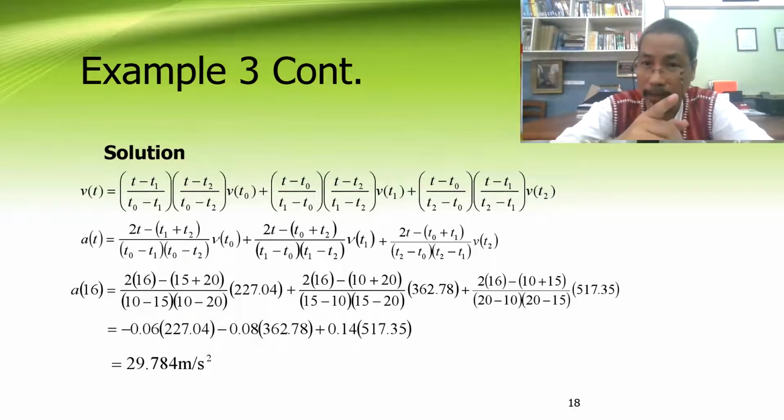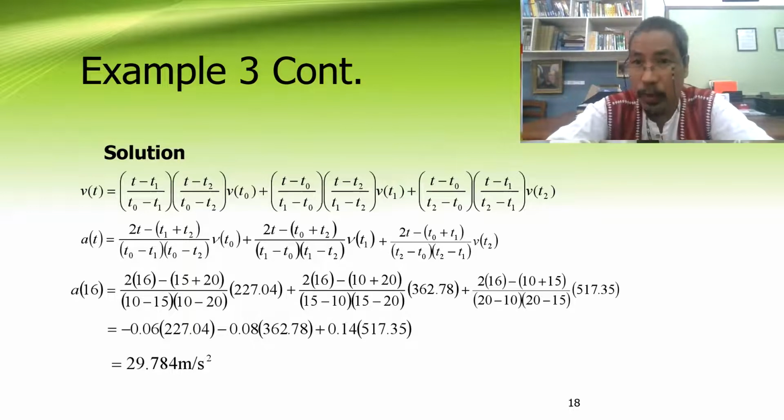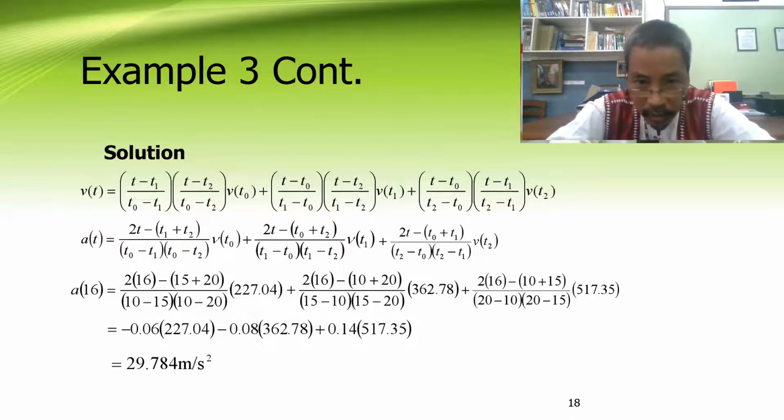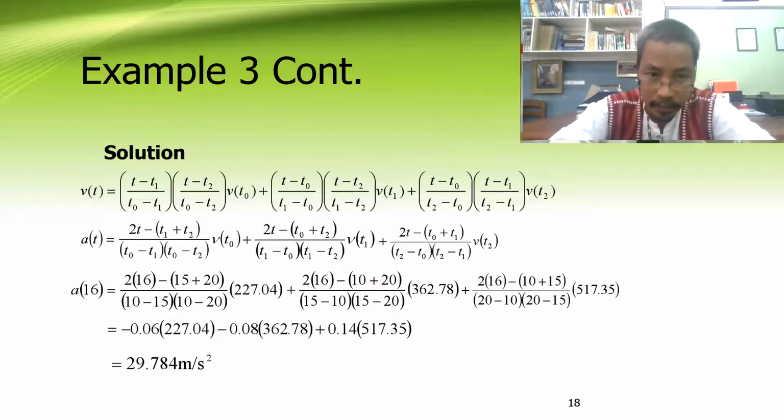While on the direct fit polynomial, we use 4 points. We use 10, 15, 20, and 22.5. But here, we only use 3 points because we are using second order Lagrangian polynomial. Okay? We use 3 points. That is T0, T1, and T2. Okay? So T0 is 10, T1 is 15, and T2 is 20.